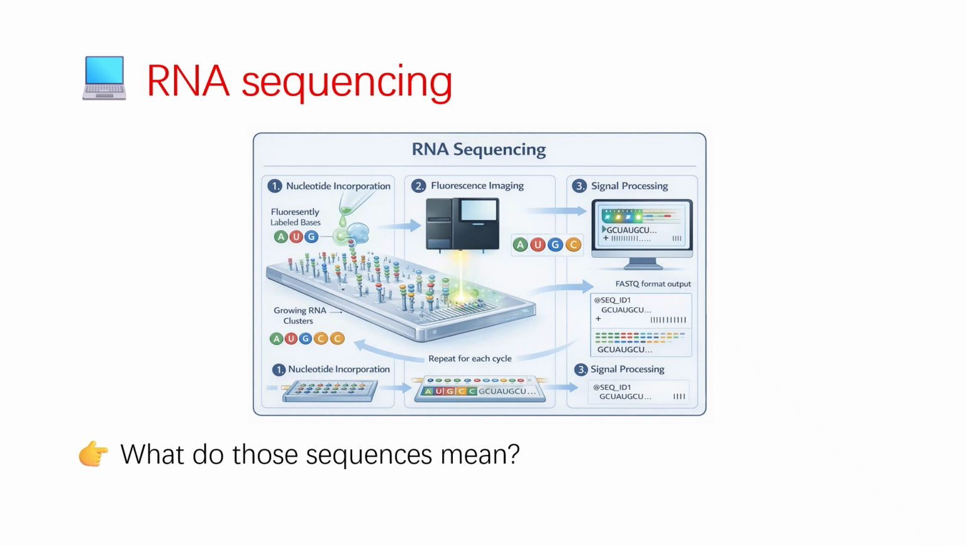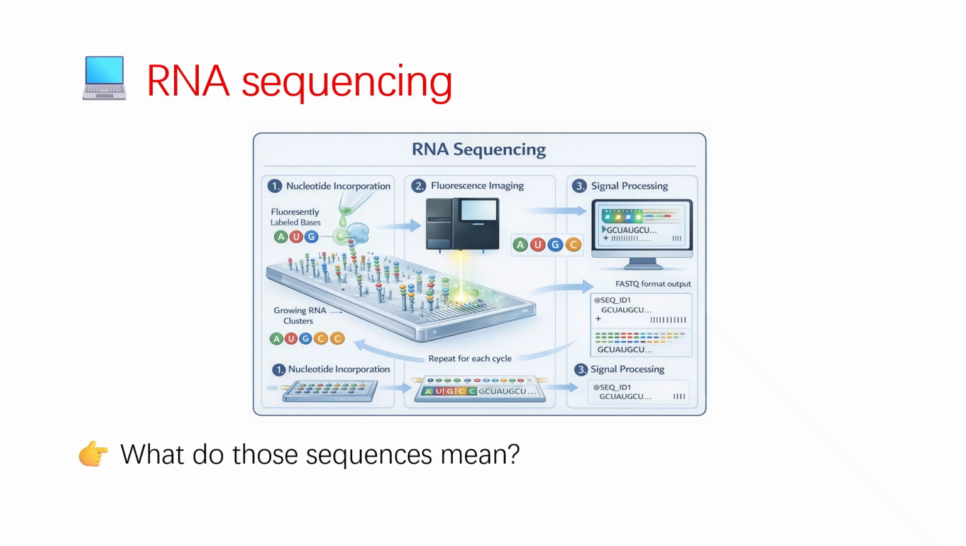Imagine millions of tiny RNA pieces sitting on a glass chip. Now, the machine starts reading them one letter at a time. It adds a glowing building block, an A, U, G, or C. Each one shines a different color. A camera takes a picture and records the color.